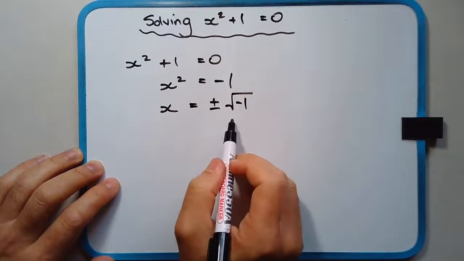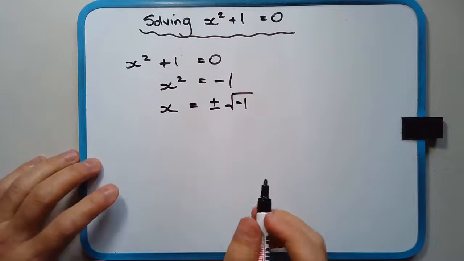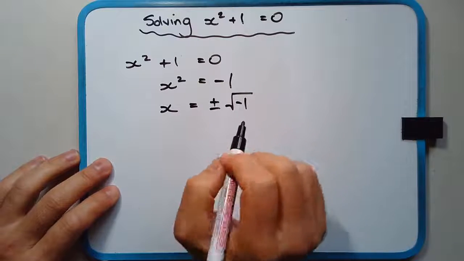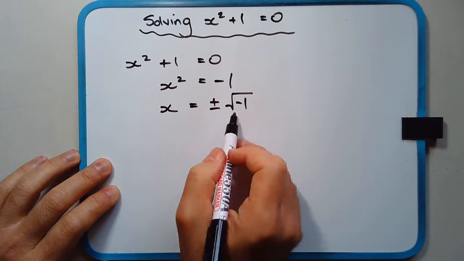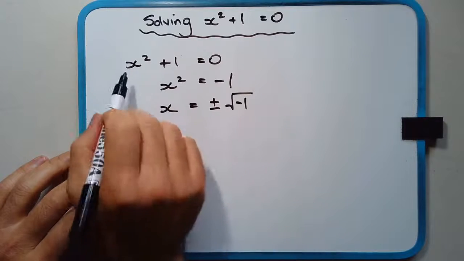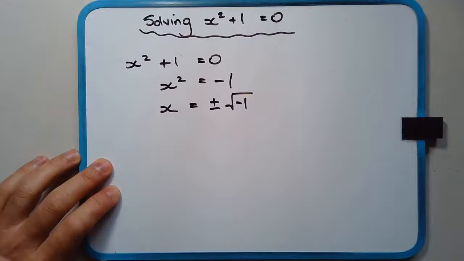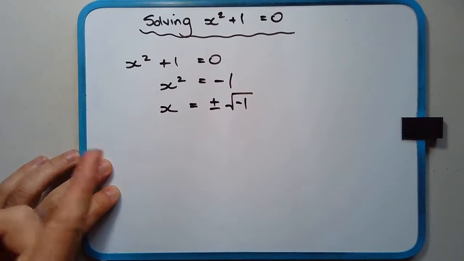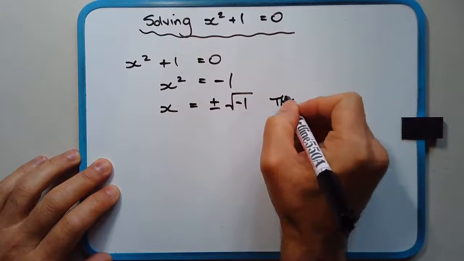Now, on the surface, it looks like this solution doesn't exist, or there is no solution. Okay, we've just got to be careful. That is still a solution, and it does still work. In fact, if you substituted the square root of negative 1 into the original equation, it will work. Okay, and we're going to prove the point. This is not a real solution though.